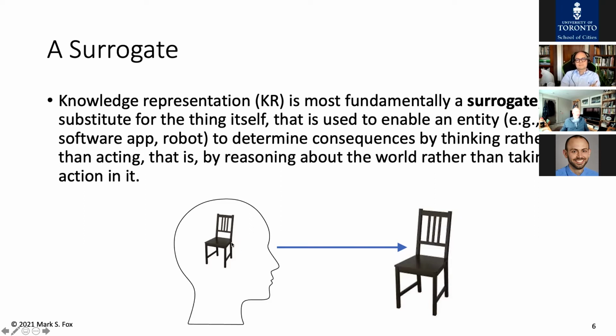And the reason why we refer to knowledge representation as a surrogate is that when we reason about the chair, we're not actually reasoning about the actual physical chair. What we're reasoning about is a representation of that chair. And by definition, since what I have in my mind is not the actual chair, it is not a precise representation of that chair, it is a surrogate for that. And what I represent about that chair will be different than what the chair actually is.